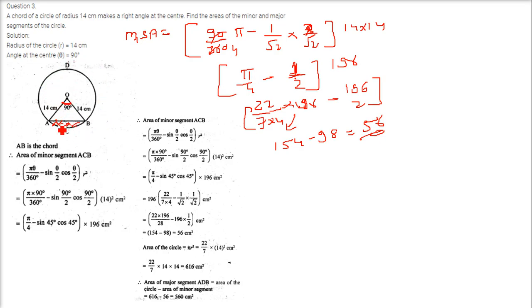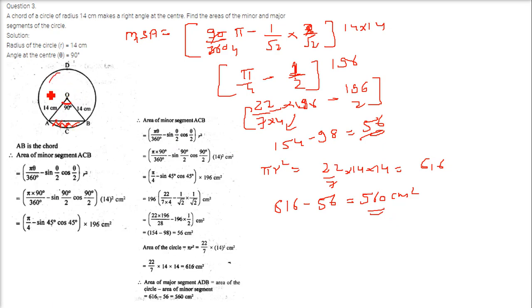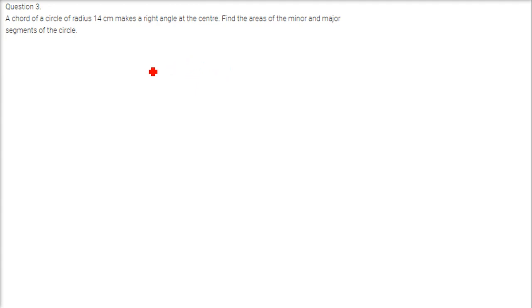So in order to find out the major segment, we have to take the area of the circle and just subtract this minor one, we'll get the area of the major segment. So what is the area of the circle? It is simply pi r square. Pi is 22 by 7, r is 14 into 14. So what do you get? You get 616. This is the area of the whole circle, and you have to subtract this to get the major part. So 616 minus the minor area, this is going to be 560 centimeters square. So this is the answer. This is the major region area.